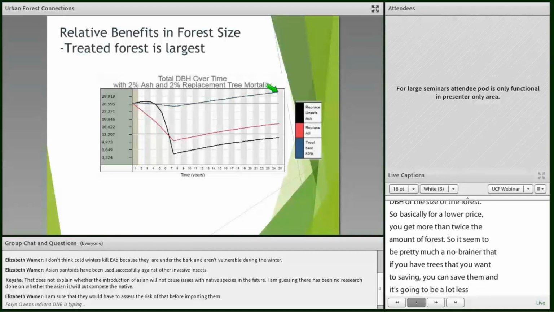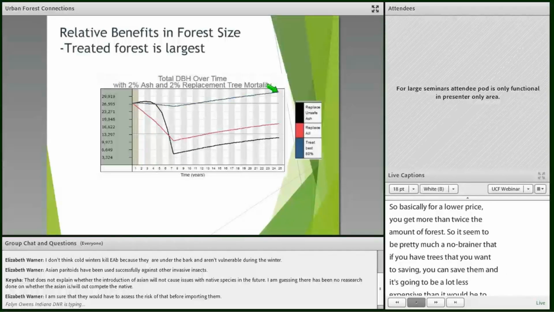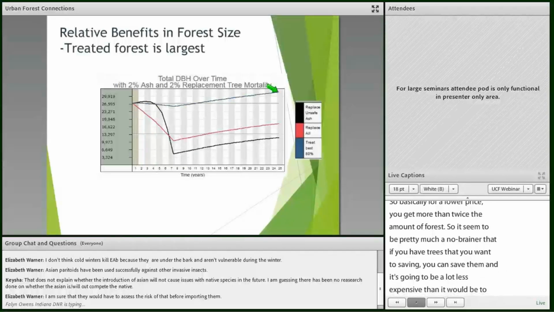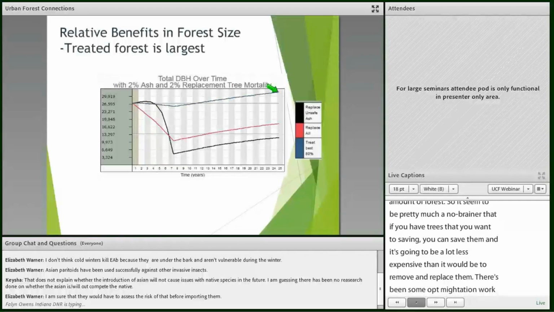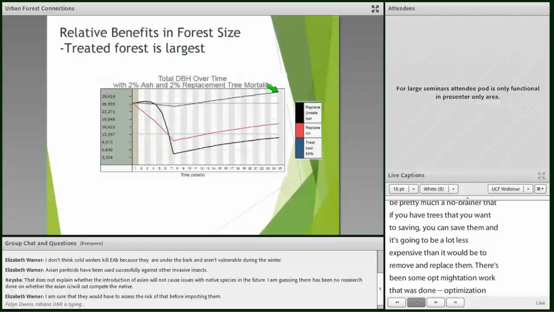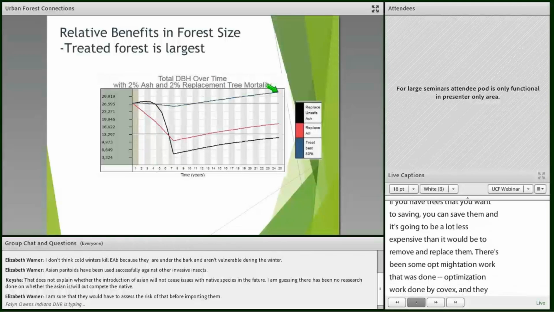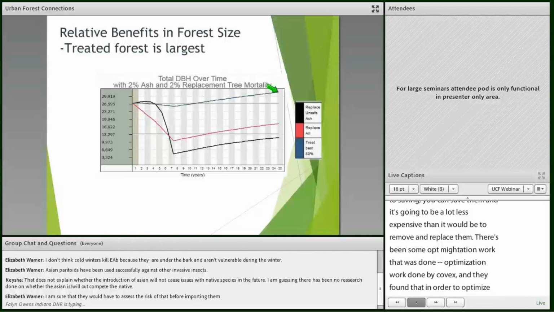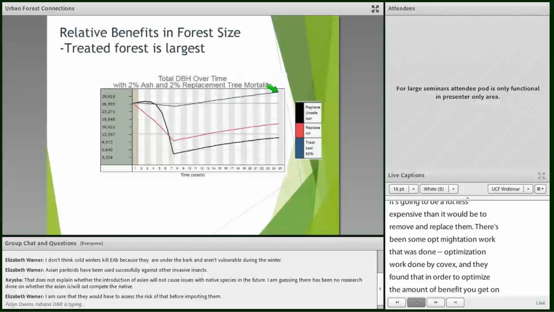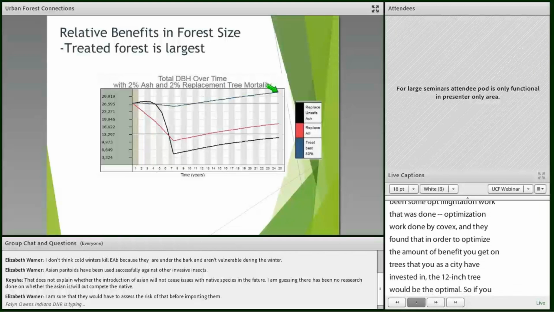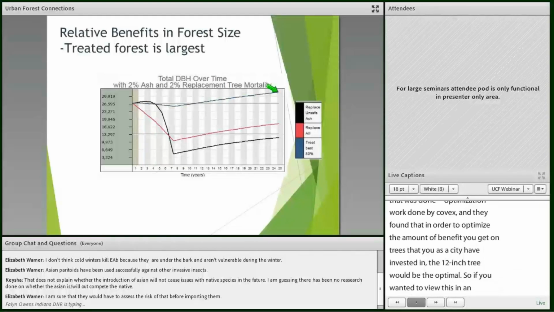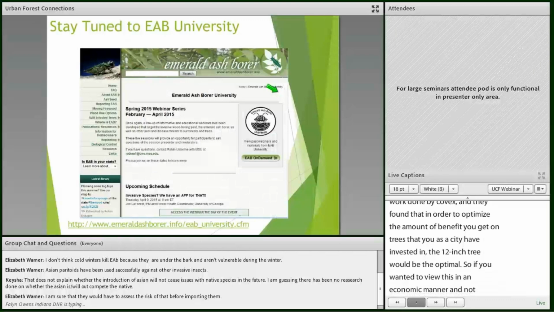remove and replace them. There's been some economic optimization work that was done by one of those papers that Deb mentioned by Kovacs, and they found that in order to optimize the amount of benefit you get on trees that you, as a city, have invested in, the 12-inch tree would be the optimal. So if you wanted to do this in an economic manner and not necessarily with politics, you'd want to save all the trees that were greater than 12 inches.